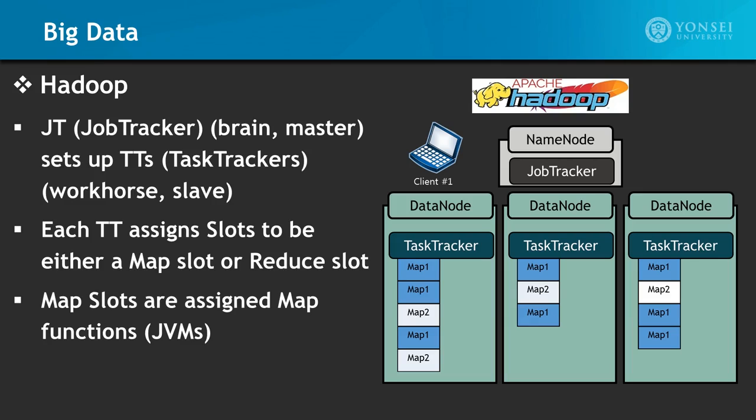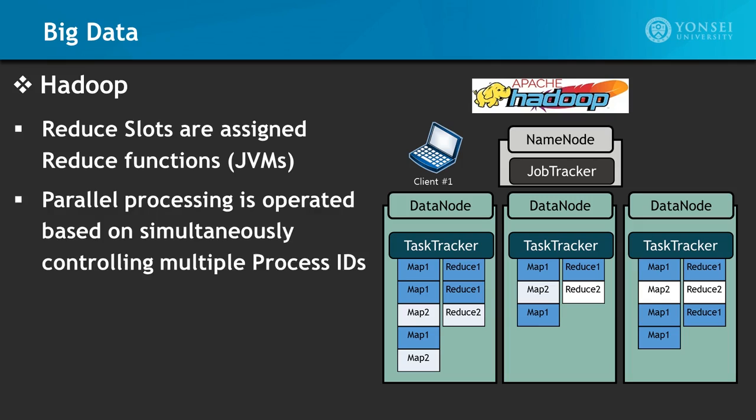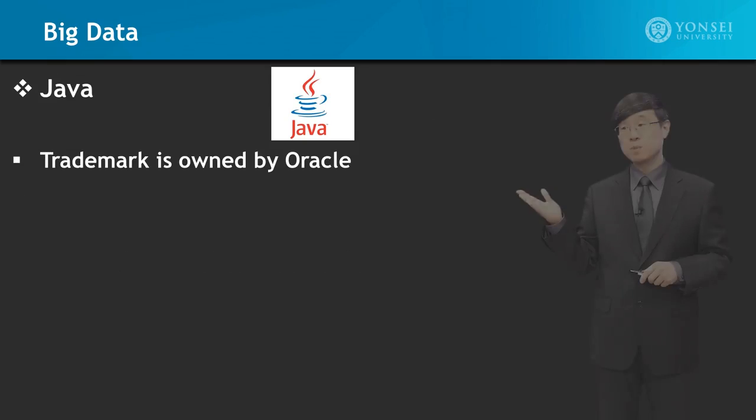These are JVMs. What is a JVM? I will soon explain that to you. The reduce slots are assigned reduce functions, reduce function JVMs. Parallel processing is operated based on simultaneous controlling multiple process IDs. In order to explain what a JVM is, let's look into Java.